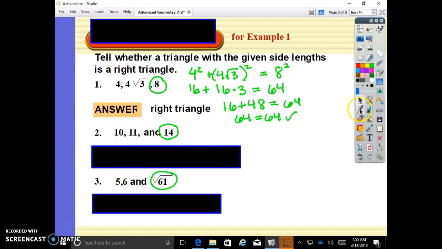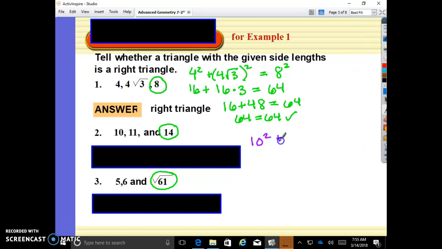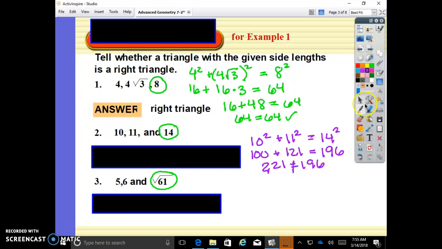How about here? We have 10 squared plus 11 squared equals 14 squared. 100 plus 121 equals 14 squared. 196, right? Double check me. Okay. 221 equals 196. Nope, not a right triangle.